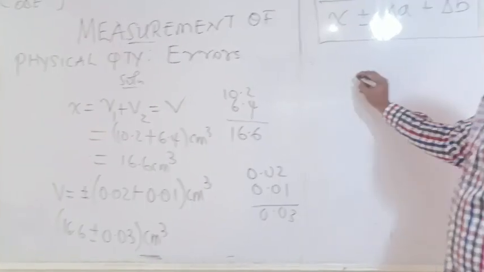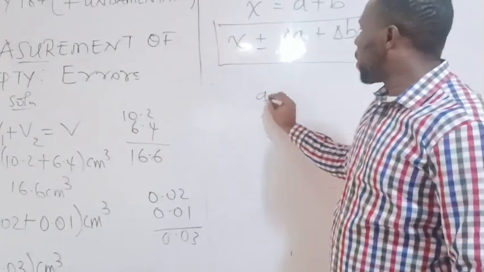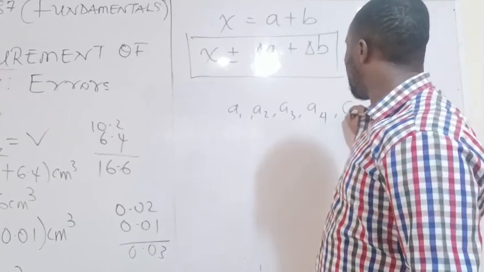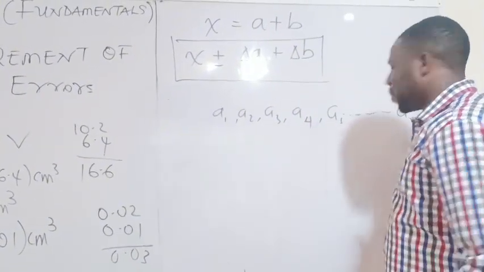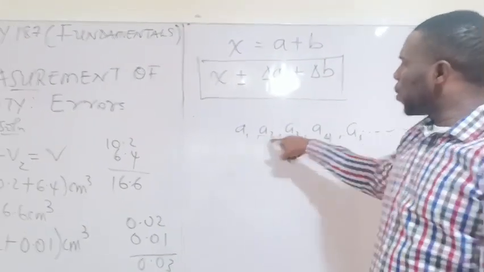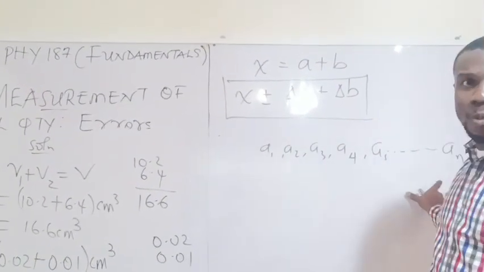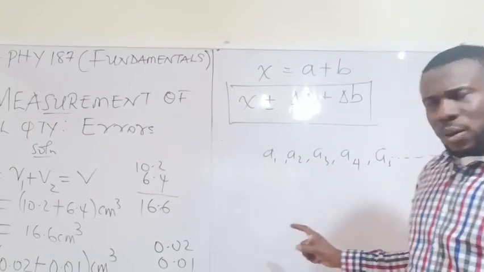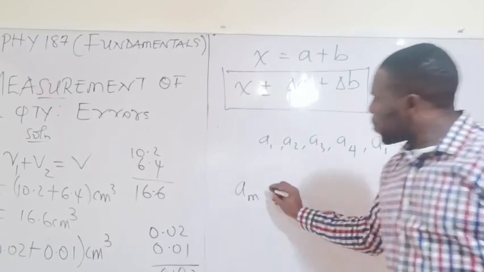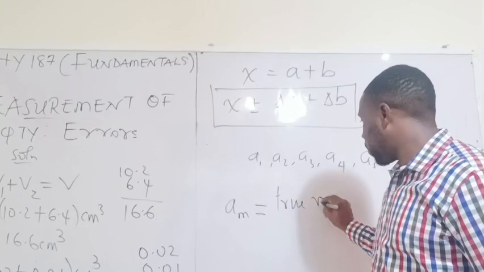So let's take for instance, let's say you were given several measured values, and they were repeated. So we have A1, A2, A3, A4. These are measured values, and this could go up to the last value. Now, if you would report a single value that would represent all of these measured repeated values, that single value is always the mean. It's always the mean value, and that mean value we could see as the true or real value.